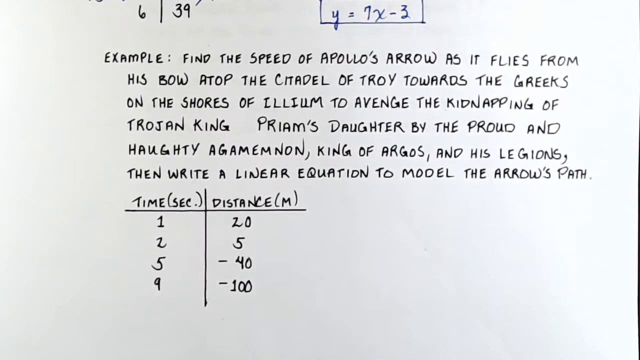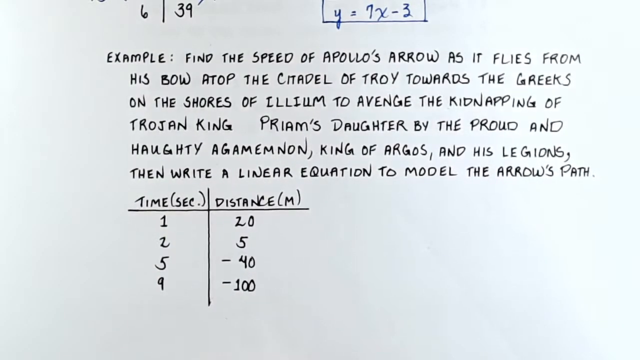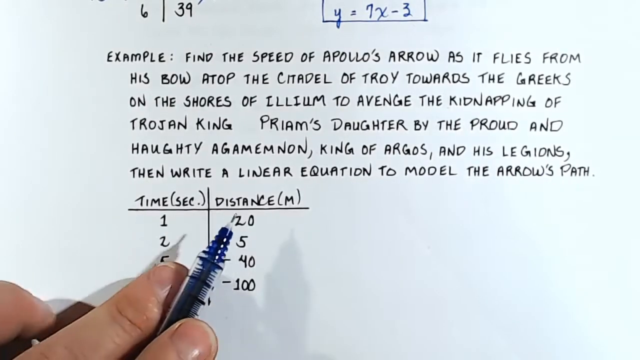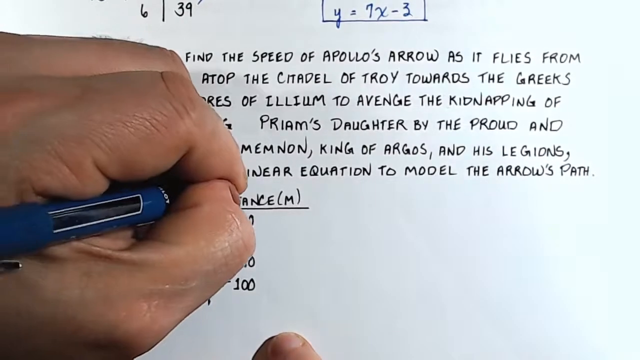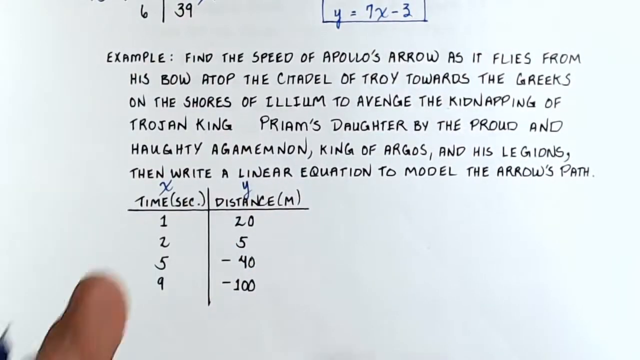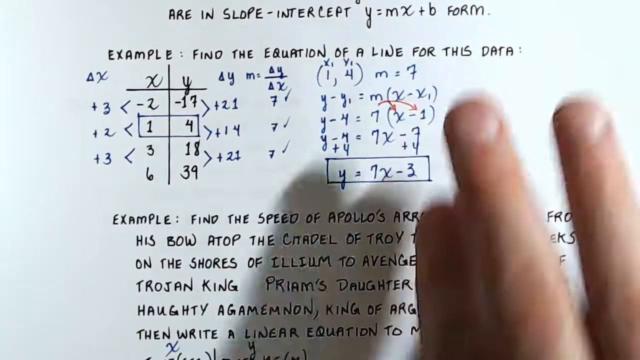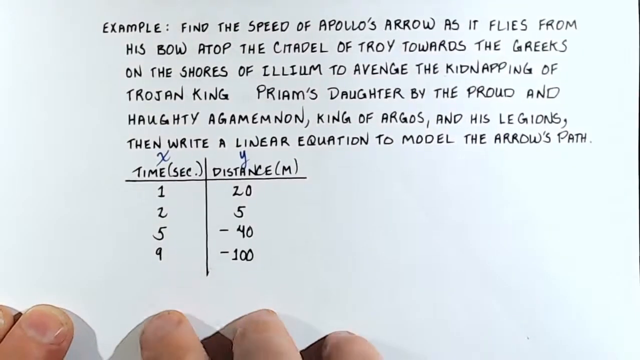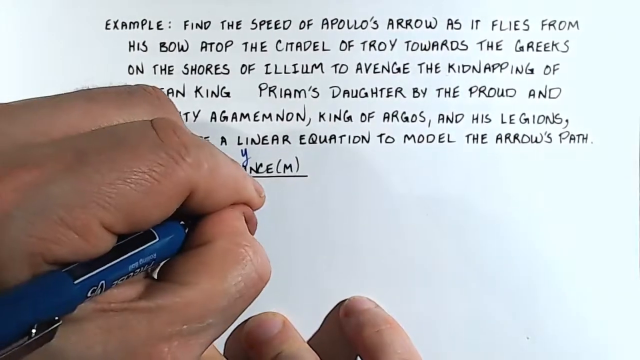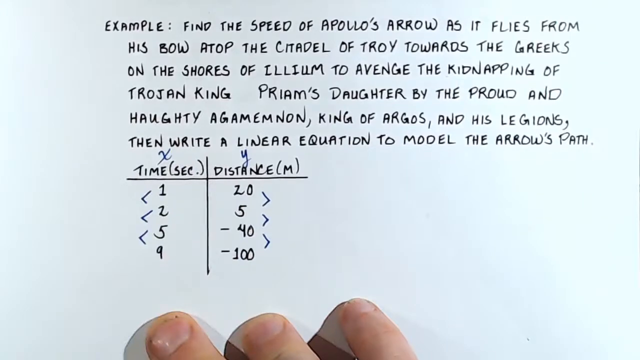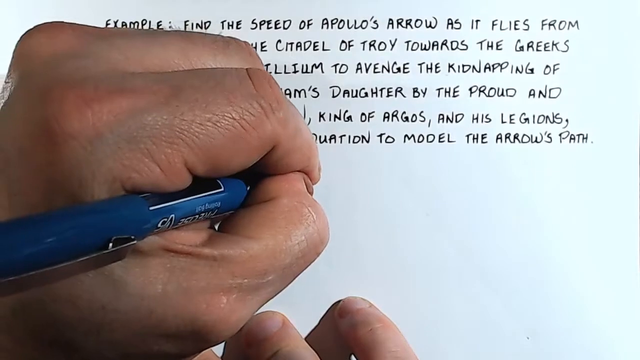Here's the data about the arrow. Okay, we're given time and we're given distance. Before we do anything else, we have to remember that time is the independent variable and distance is the dependent variable. So time is going to be x and distance is going to be y. And once we've established which is x and which is y, we follow this process right here, totally unchanged. Just go through and compute the change in x and the change in y. So we'll do change in x here, and we'll do change in y here.